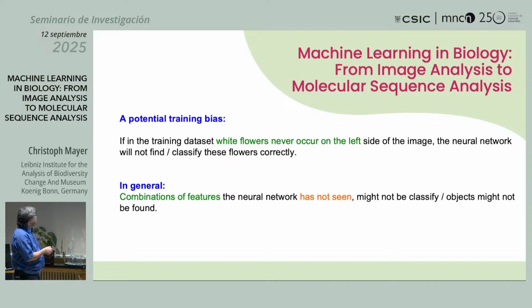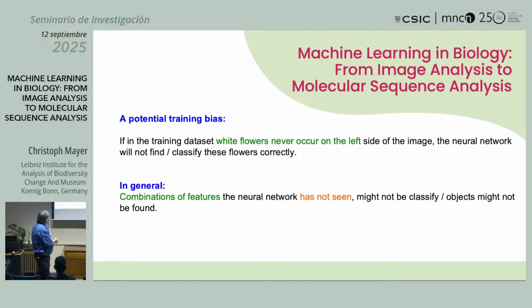If white flowers never occur on the left side of the image, we will not be able to detect them on the left side. The neural network is not that smart that it only learns that flowers can be everywhere by showing these flowers everywhere on the image and in the training data. That's very important. Every variation or combination of features a neural network has not seen, it might not be able to classify or see. That's very important when constructing training data sets.